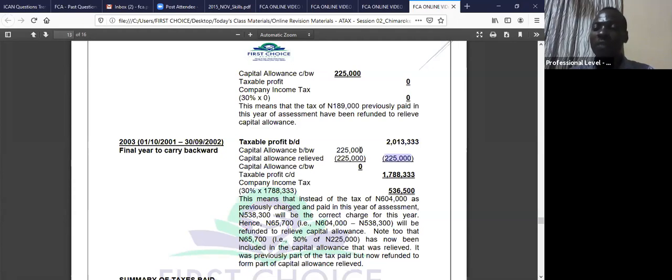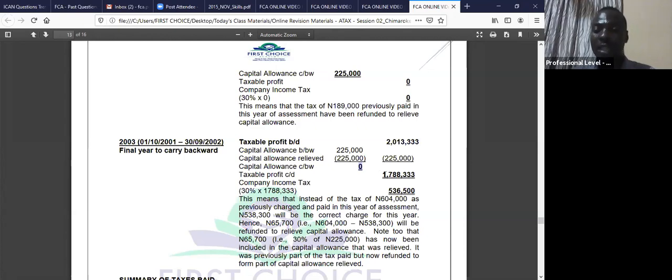So, but if this was still bigger than this, you would have put this smaller one here, and the remainder I would have written here as capital allowance lapsed or lost. It would have been the remaining figure here. It cannot be carried backwards. So that's one. The tax authority tells you, sorry, I can't help you with that.